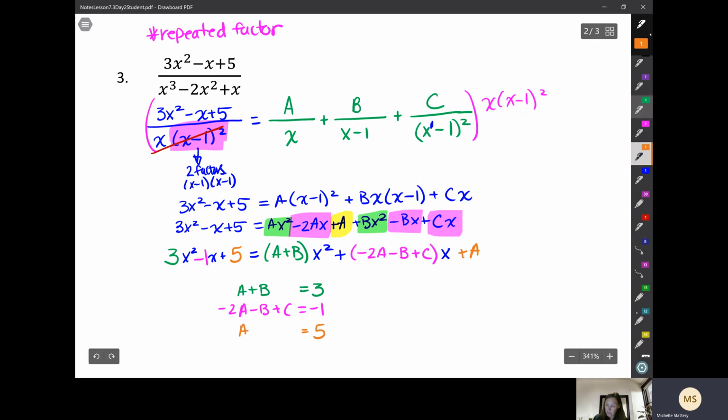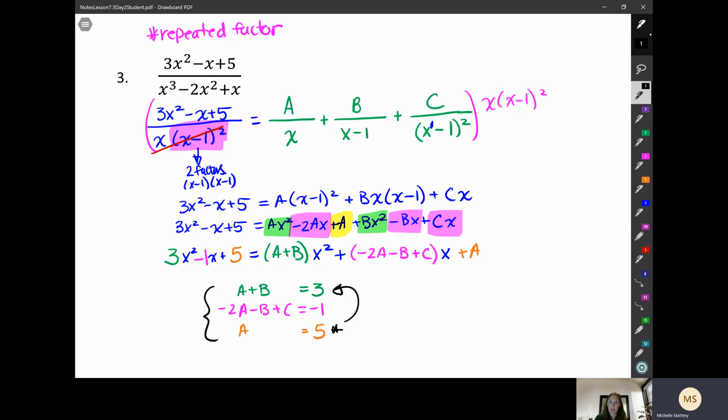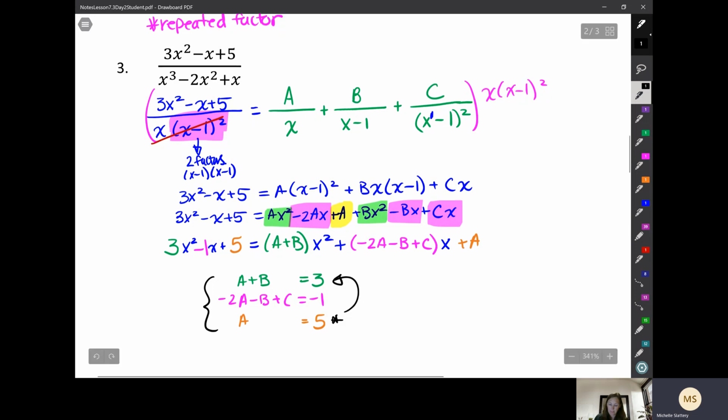Okay, well, there's our system of equations. Well, that makes it pretty simple to solve since I already know the a value. I can take the a value, plug it into there, and get the b value. And then I plug the a and the b into the pink equation, and I get the c value.